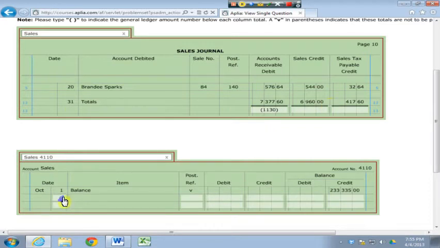All right, we're going to put the date being the 31st. Post reference will be S10. This is a credit, so we're going to go to the credit column. And because we already had a credit balance, we're going to add the 2 numbers together. And you should get $240,295. Is that what you got? Finally, to show that we're done with the transaction, we're going to take the account number 4110 and put it in parentheses.